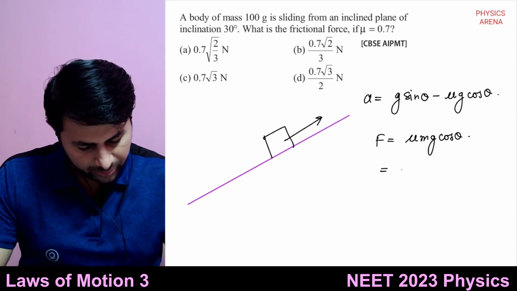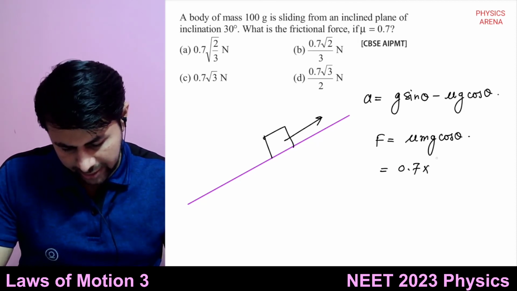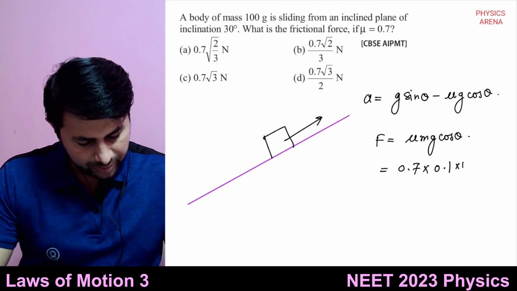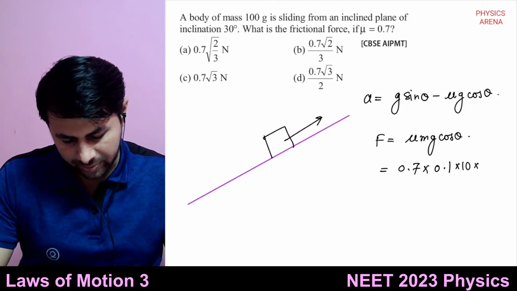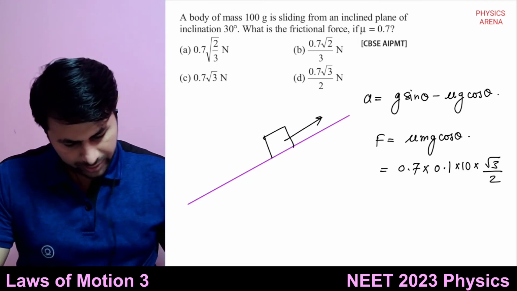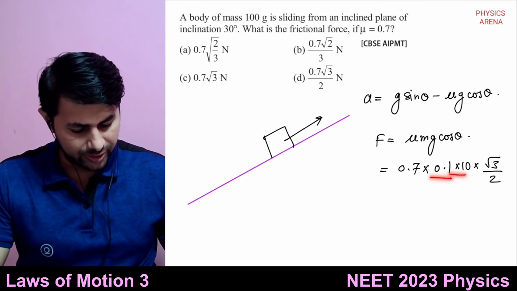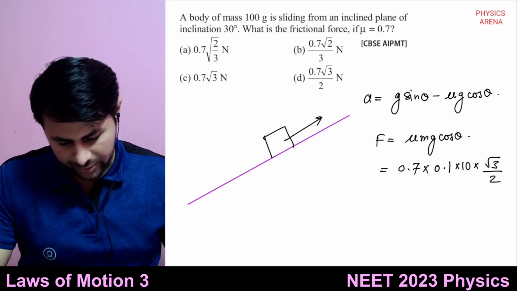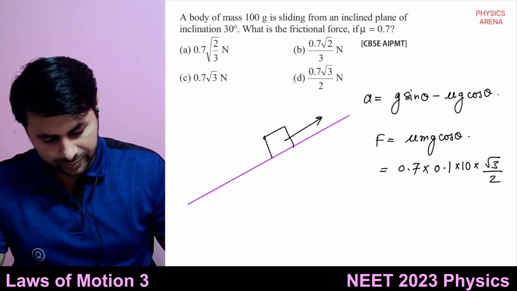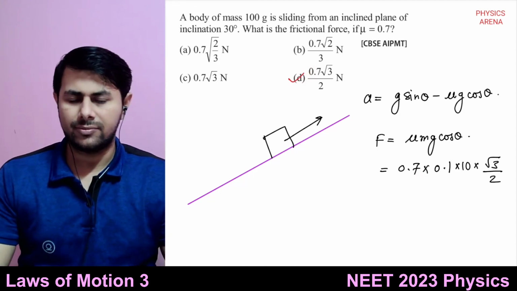Right? So mu is 0.7 multiplied by mass, 100 grams, which is 0.1 kg, multiplied by g, which is 10, multiplied by cos theta, theta is 30, so root 3 by 2. So 10 times 0.1 is 1 multiplied by 0.7. This is the answer, right? Option D is the answer.